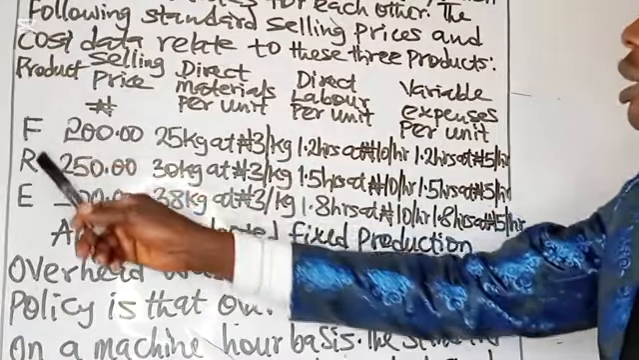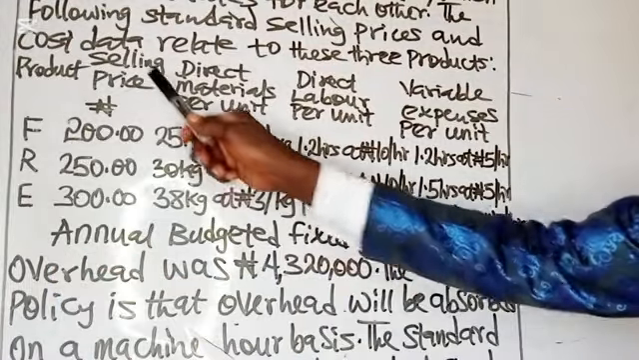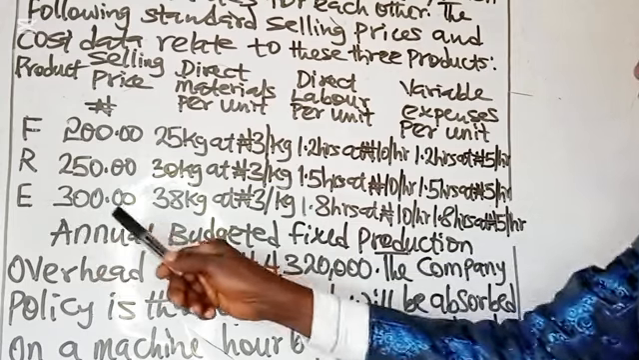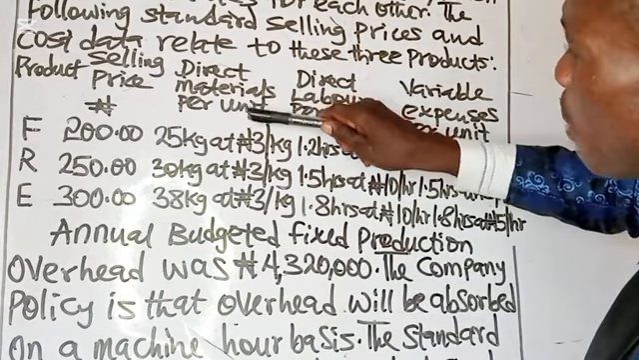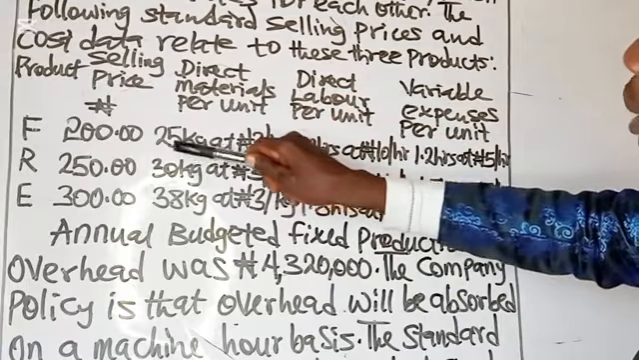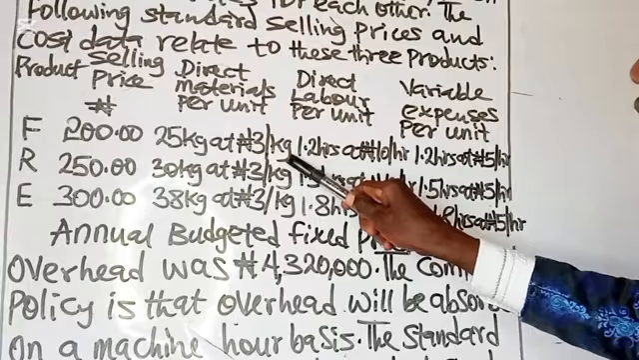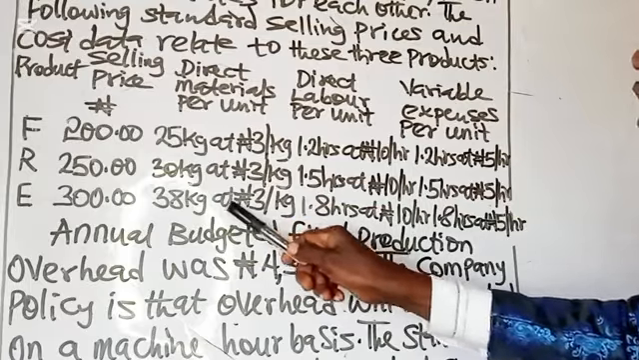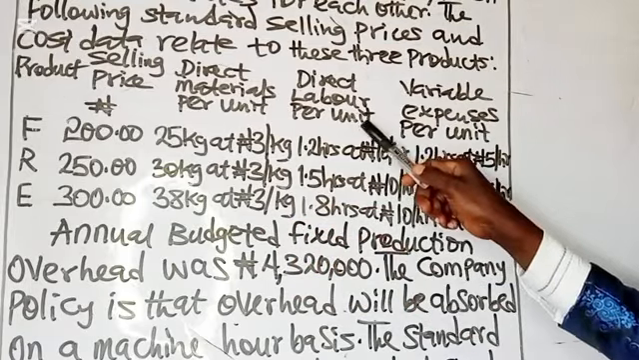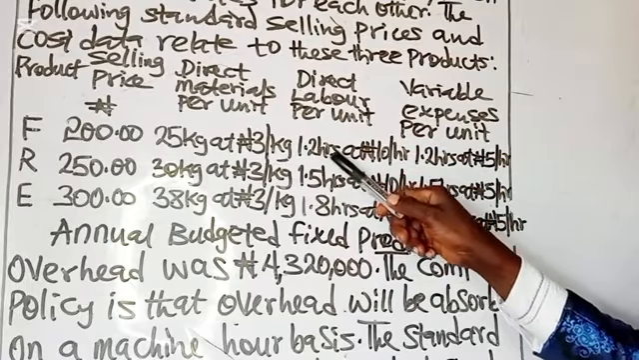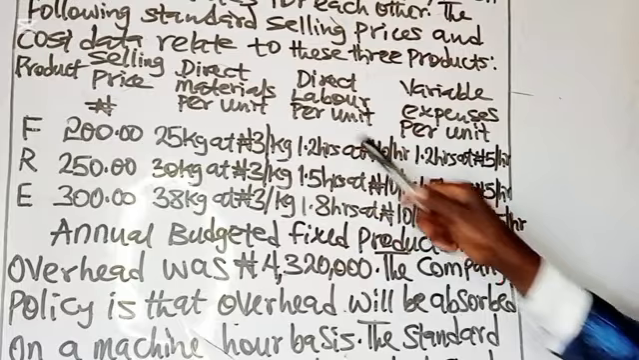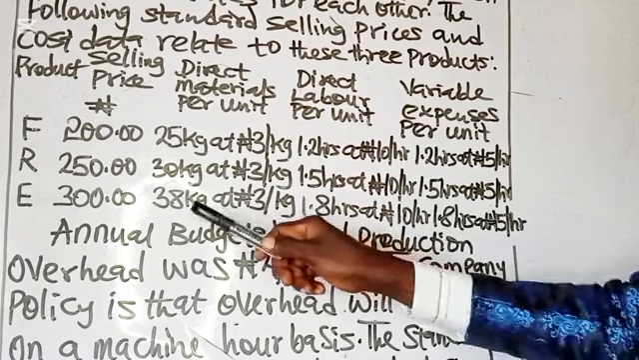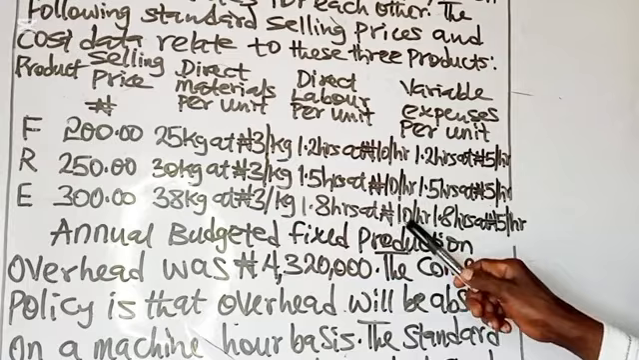We have products F, R, E. Selling price for F 200 naira, R 250 naira, E 300 naira. Direct material per unit: 25 kg at 3 naira per kg for F, R 30 kg at 3 naira per kg, E 38 kg at 3 naira per kg. Direct labor per unit: 1.2 hours at 10 naira per hour for F, for R 1.5 hours at 10 naira per hour, while for E 1.8 hours at 10 naira per hour.